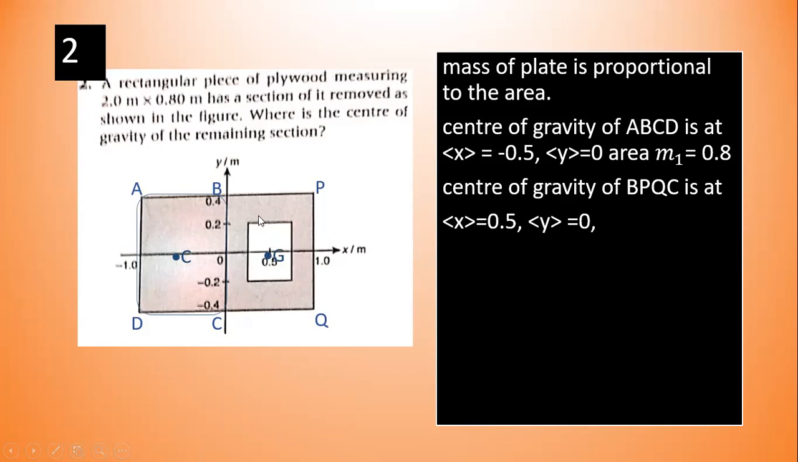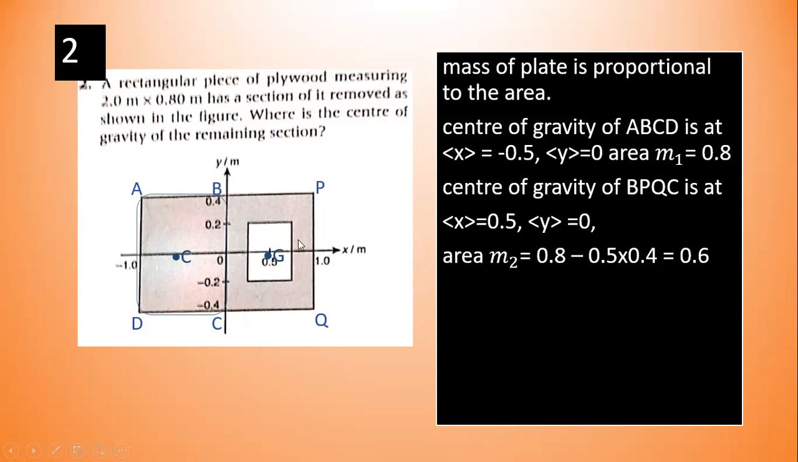So whether you have an empty rectangle there or not, it's still the same. The center of gravity will be halfway instead of 1. Half of 1 is 0.5. Y is still the same, 0 here. So instead of thinking of all this plate, we can think of the mass as concentrated at G, and this mass concentrated at C. And we just apply the formula.